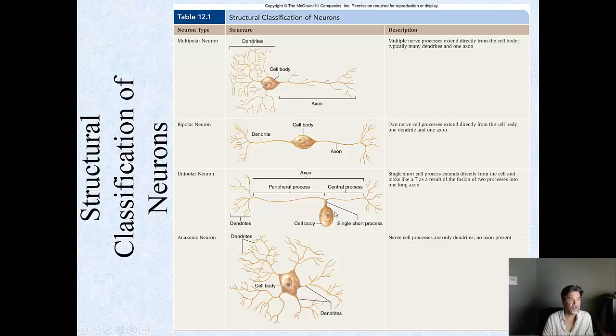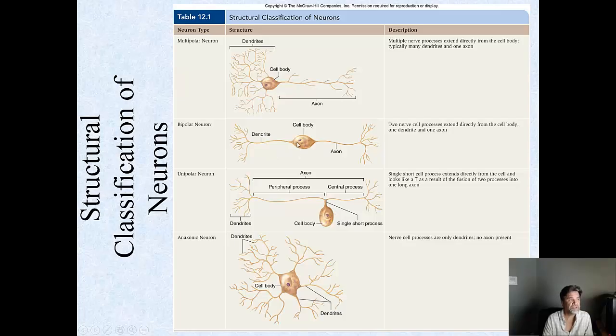The next type are called unipolar, and you'll notice uni, one, right? These typically have only one output process, but it splits. So the cell body kind of hangs off like an octopus head, and then you've got the branches that split here. One branch goes to form dendrites, one branch goes to form what's called a central process that takes information to the central nervous system.